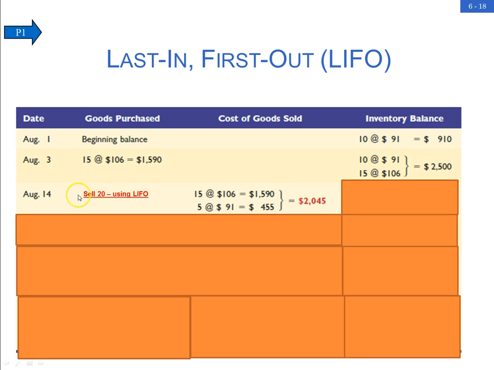Once again, do we know that those were the exact bikes that of the 20 we sold, 15 really came from the August 3rd purchase and 5 came from beginning balance? No, remember, it's just an assumption that we follow. We don't have to worry about where it really came from.